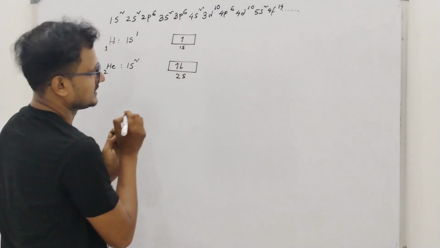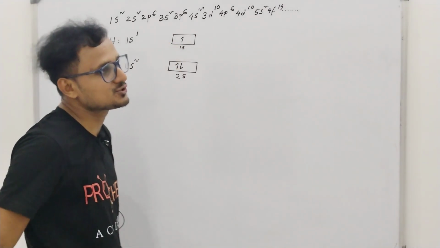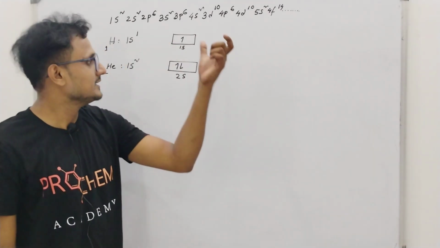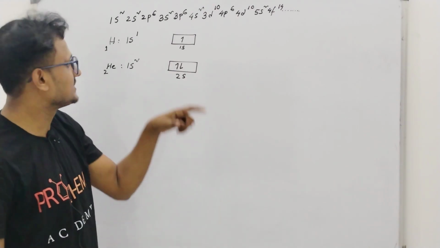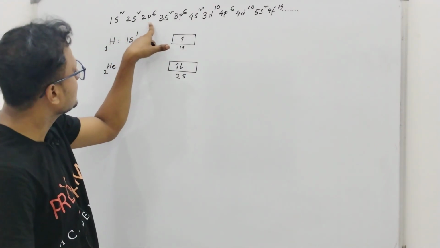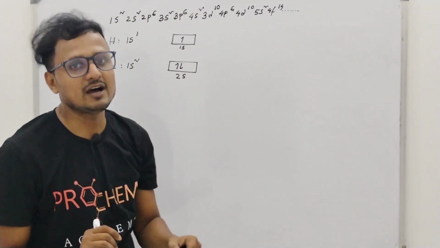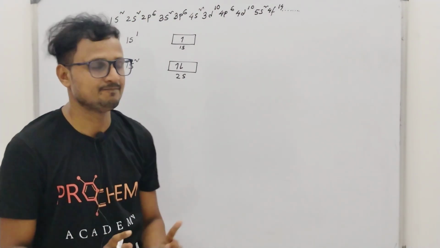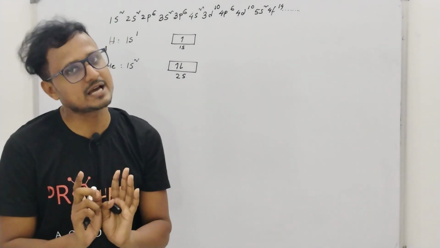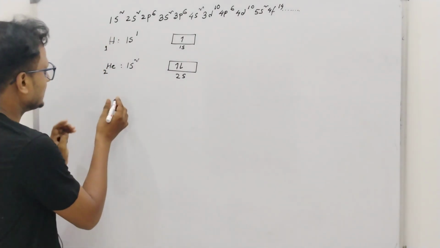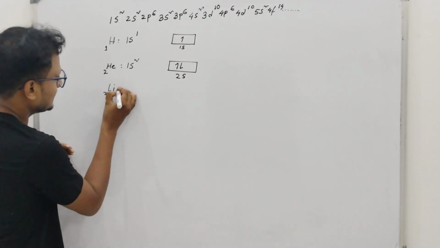So this is the 2s orbital, and the 2s orbital has only one suborbital. That means the 2s or any kind of s orbital, among s orbital, p orbital and d orbital and so on, s orbital has only one suborbital, and only 2 electrons can be present there at maximum. Now the third one is lithium.